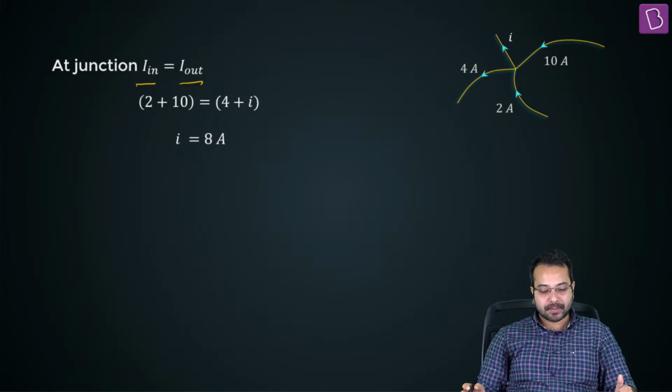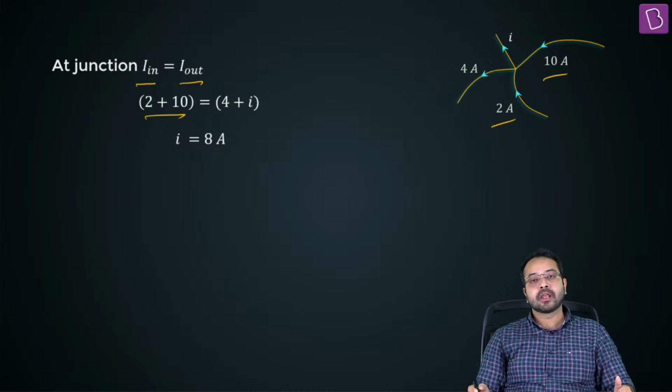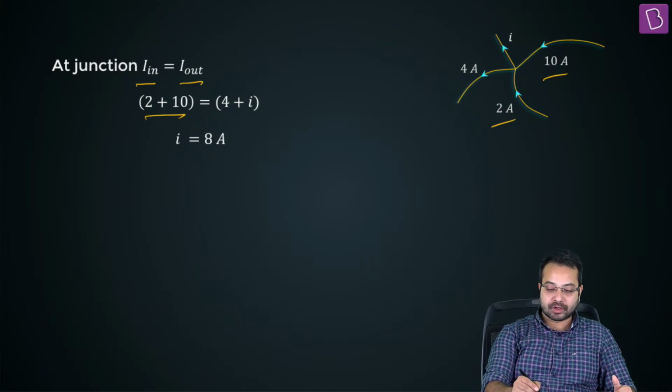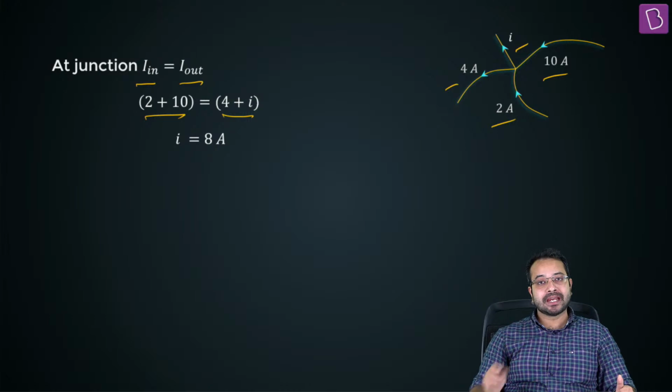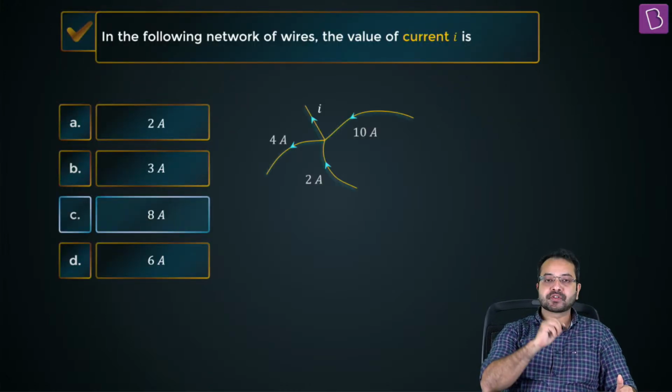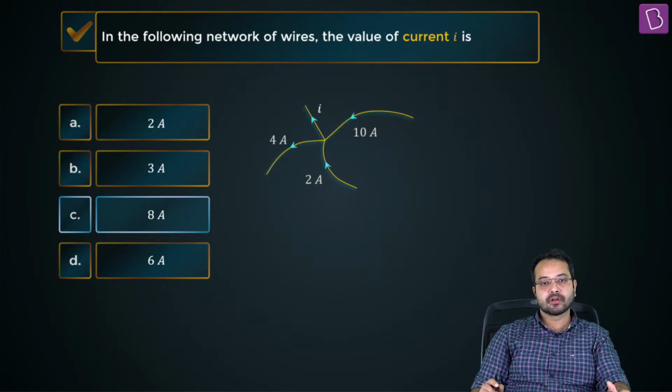So what is the current coming in? It is 2 ampere and 10 ampere. So 2 plus 10 is equal to what is the current going out? It is 4 ampere and I. So this becomes 4 plus I. Hence I will be 8 ampere. And option C is going to be our answer.